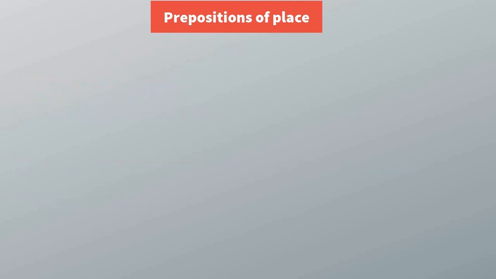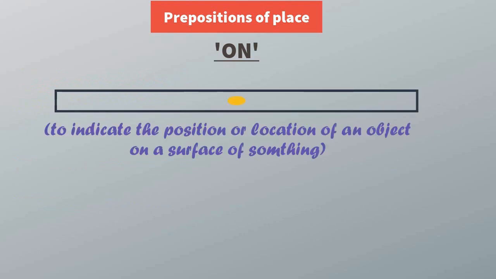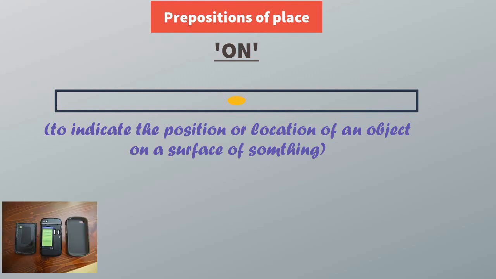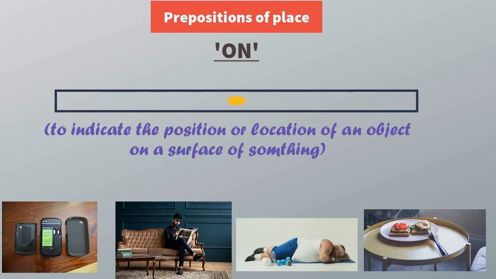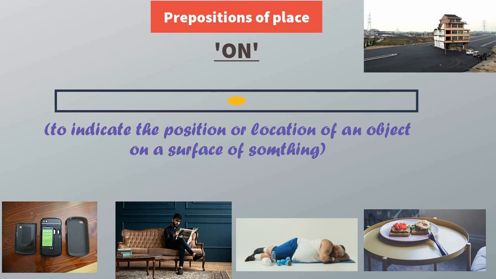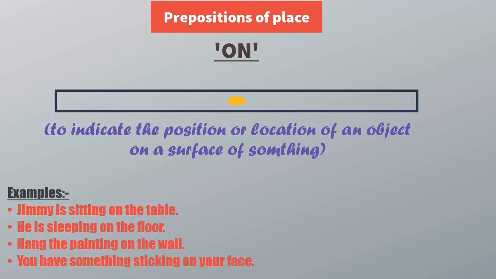Now let us talk about the preposition on. Guys, understand it this way. When something is on the surface of a plane object, on a line, take it as a line, a horizontal or a vertical line. When something is on that line, we use on. Now it could be anything on a surface, maybe a mobile on a table, you on the couch, somebody on the floor, a dish on the table, right? A house on a street.